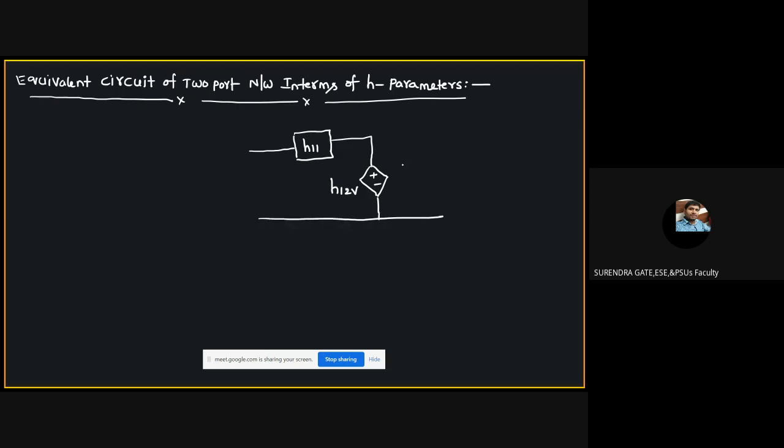Next, H21 I1. H21 has no units, multiplied by I1 means that it gives the current. And H22 V2. This is H12 V2. This is H22.